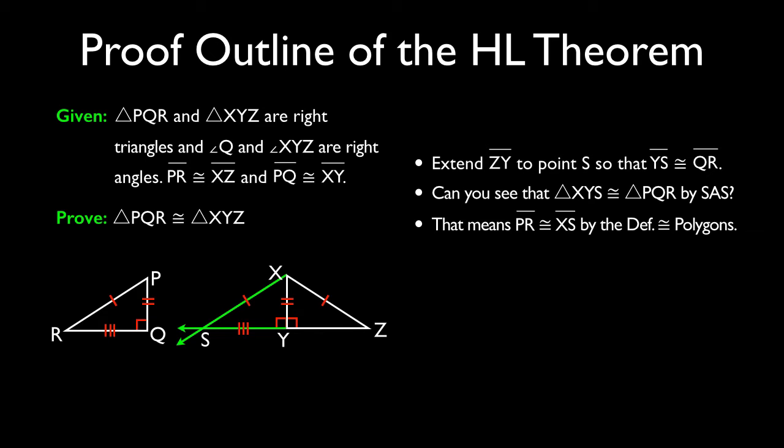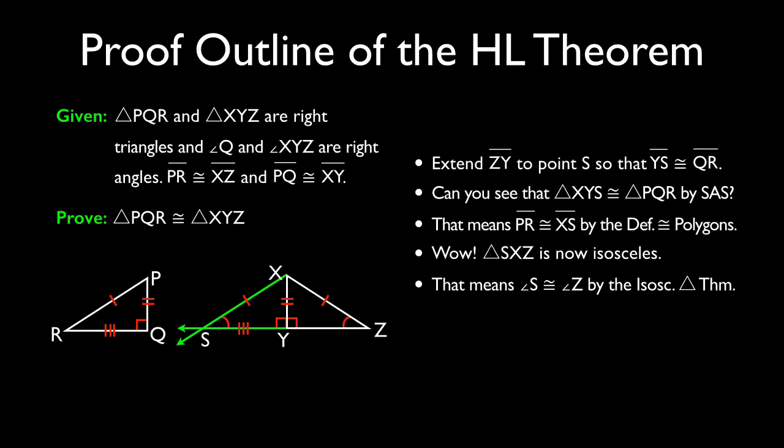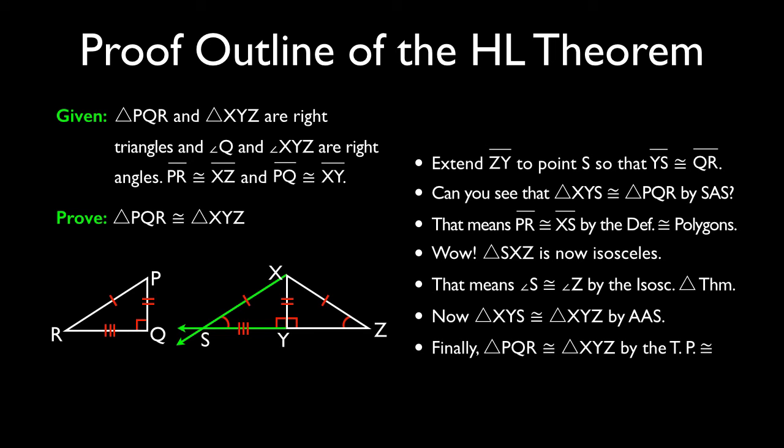Now we can see that triangle SXZ is isosceles. Notice that segment XS and segment XZ are congruent. Well, now we can use the isosceles triangle theorem to prove that angle S and angle Z are congruent. Now, with those congruent angles that we just proved, the right angles are congruent to each other by the right angle congruency theorem. We can prove that triangle XYS and triangle XYZ are congruent by angle, angle, side. So now we can use the transitive property of congruence to prove that triangle PQR is congruent to triangle XYZ.